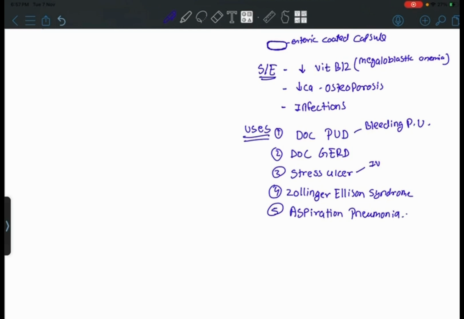Okay, so firstly, H2 blockers were used, and after a decade, when the H2 blockers had been in use, the proton pump inhibitors were formed. So that's why H2 blockers were used first, but now PPI is the drug of choice, proton pump inhibitors.